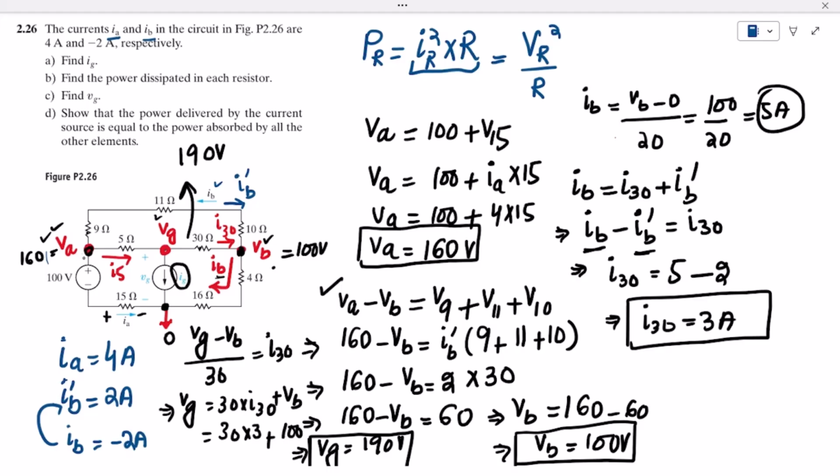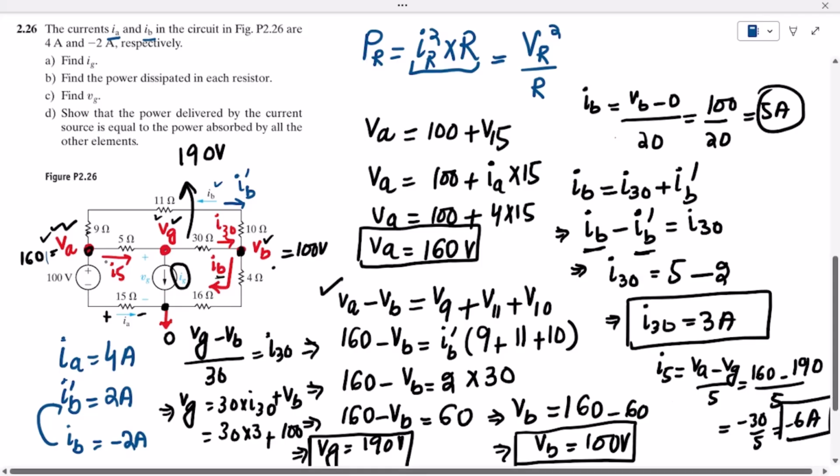In order to find out the current here, we need to find out this current, which is I5. So in order to find the value of I5, this voltage is known, this voltage is known. So potential difference divided by the resistance, that is I5. Let me write it here. So the value of I5 is VA minus VG divided by the 5 ohm, that is VA is 160 minus 190 divided by 5, so it will be minus 30 divided by 5, so that is minus 6 amperes. The value of I5 is minus 6 amperes.